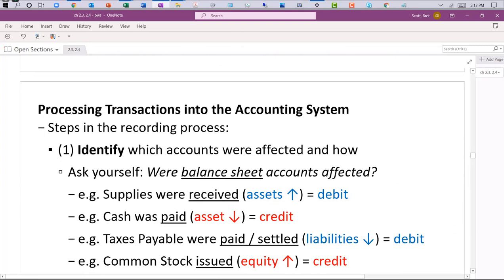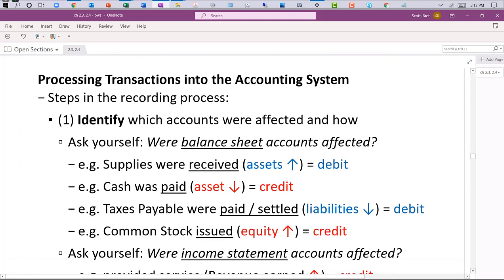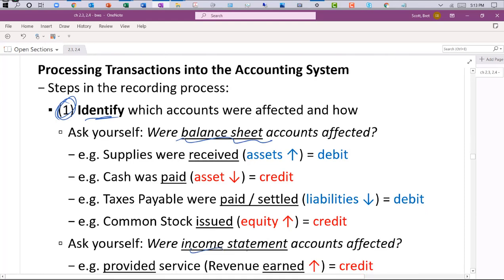Steps in the recording process. I would argue the most important thing to do first is to identify which accounts are affected in any particular transaction. So for instance, were any balance sheet accounts affected? Were any income statement accounts affected?